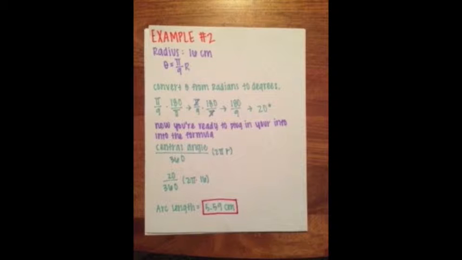Example 2. We're given a radius of 16 centimeters and a theta equal to pi over 9 radians. First, we'll need to convert theta from radians to degrees. Pi over 9 times 180 over pi, the pi's will cancel out and give you 180 over 9, which is equal to 20 degrees. Now you're ready to plug it into your formula. Central angle over 360 times 2 pi r. 20 over 360 times 2 pi times 16 will give you an arc length of 5.59 centimeters.